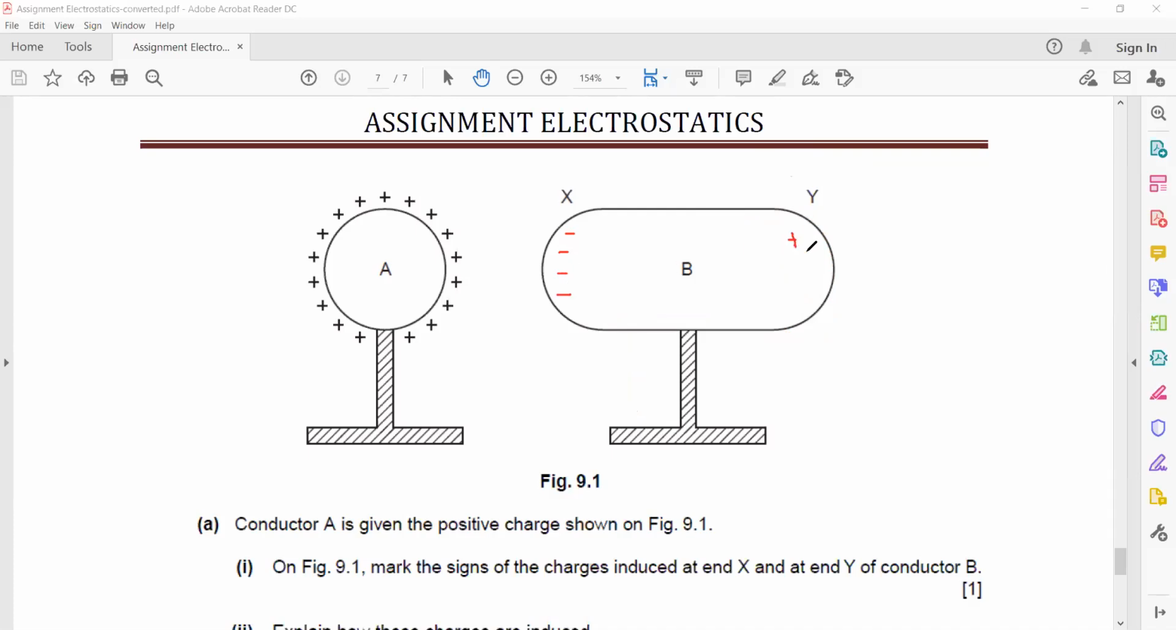When you create a distribution of positive and negative charges and connect an earthing wire, you can see there's a positive charge at Y and a positive charge on the sphere. So there is more attraction, which causes the electrons to move into the sphere. Is it clear? Yes, sir. Clear.